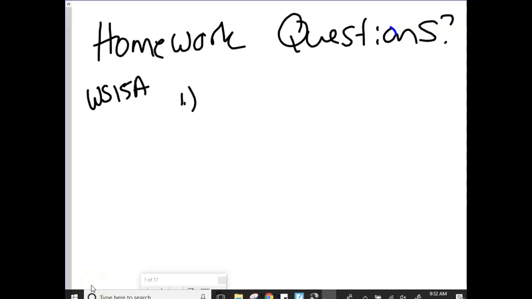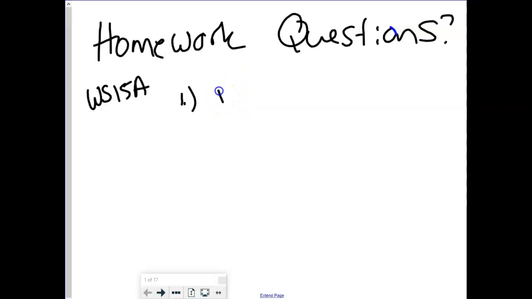All right, so we're doing some homework questions. Number 1 on worksheet 15. This was the, let's see, where is it? Polynomial inequality. So we have, looks like a quadratic, which is good news. That means we're going to be able to factor it to find all of our x-intercepts.